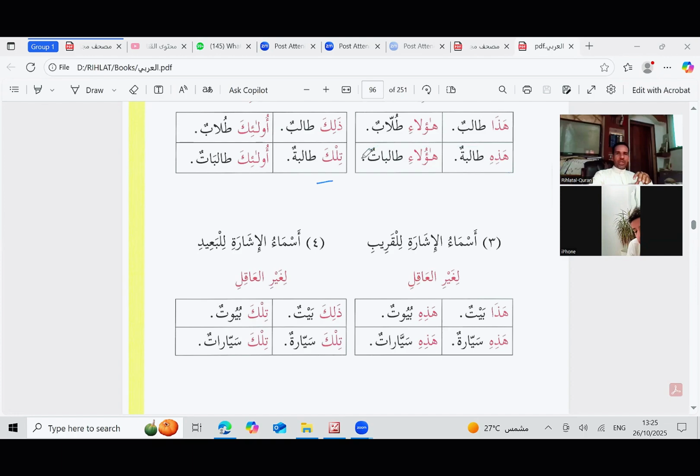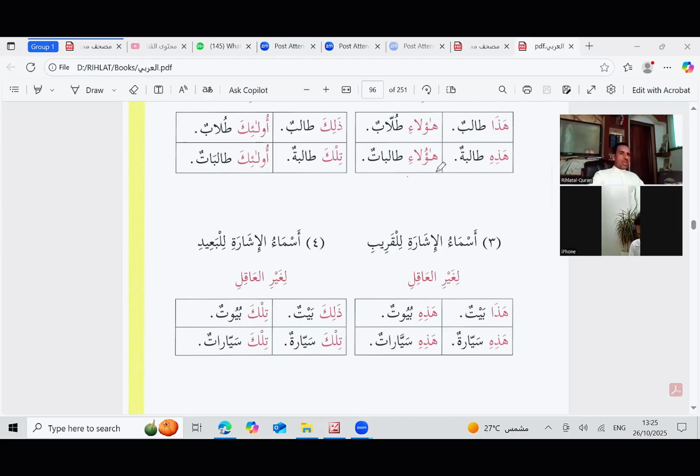For something far, what's the difference between تلك طالبة and أولئك طالبات? تلك طالبة is that is, for singular feminine. Excellent. أولئك is plural for that, feminine.